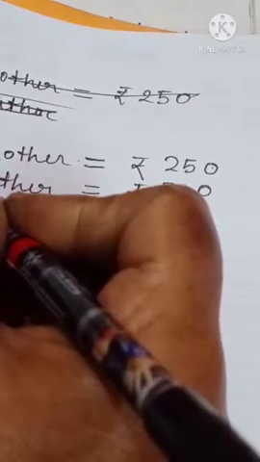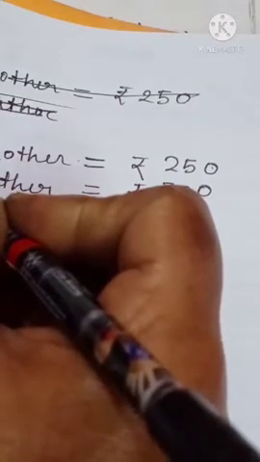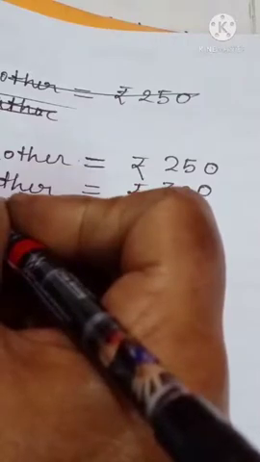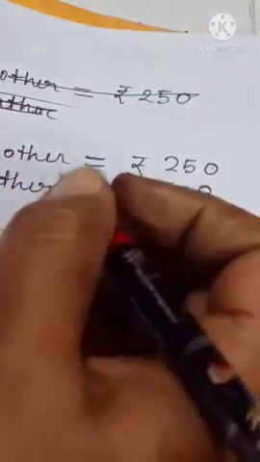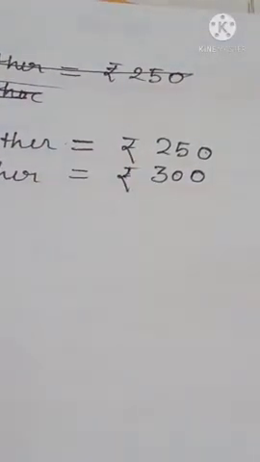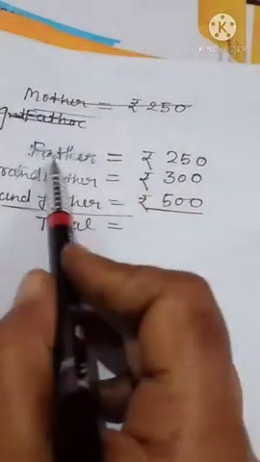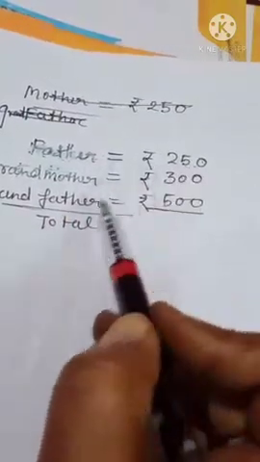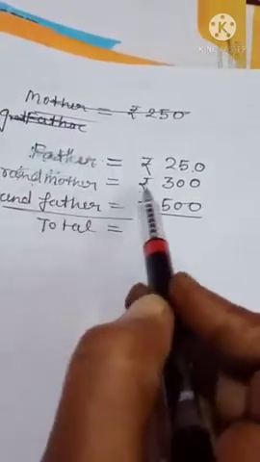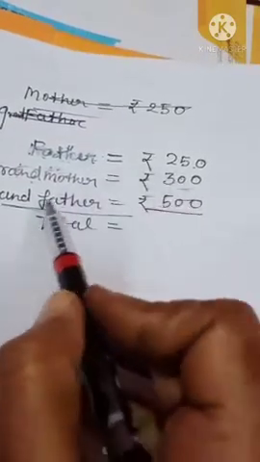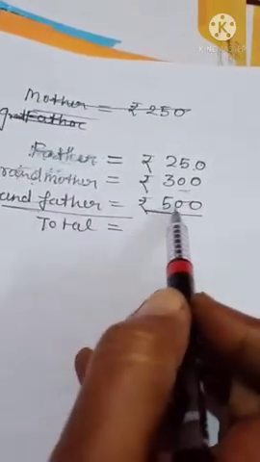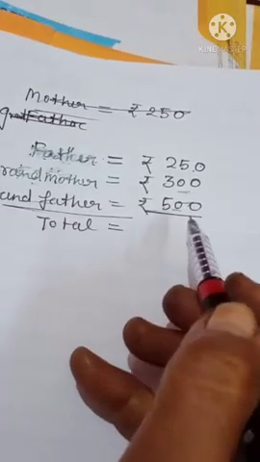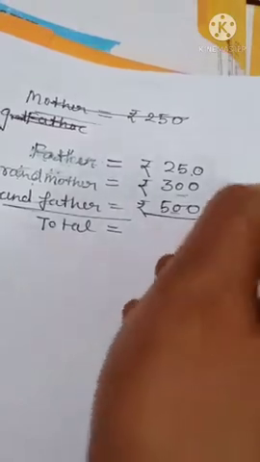250 from mother, 250 from her father, 300 from her grandmother. It is not grandfather. Just see how much amount from father, not mother. Father, she received rupees 250. From grandmother, she received rupees 300, and from grandfather she received rupees 500. We have to calculate the total amount she has received from all of them.